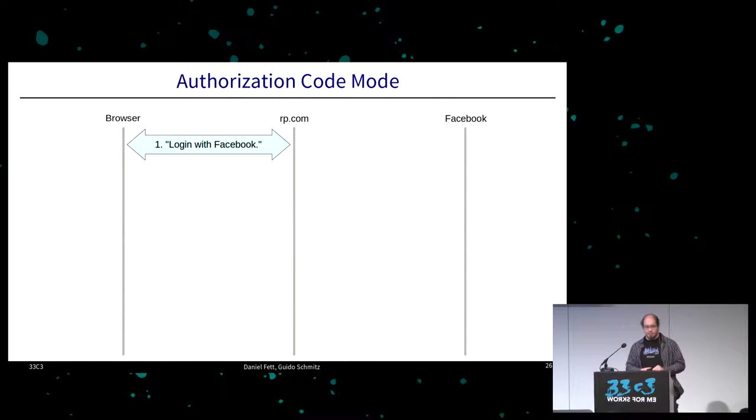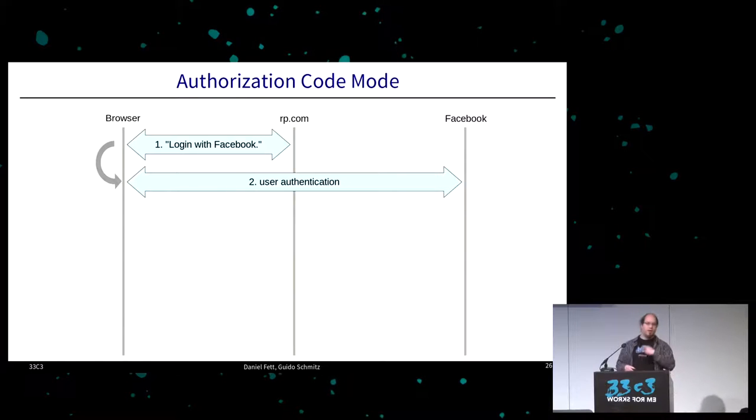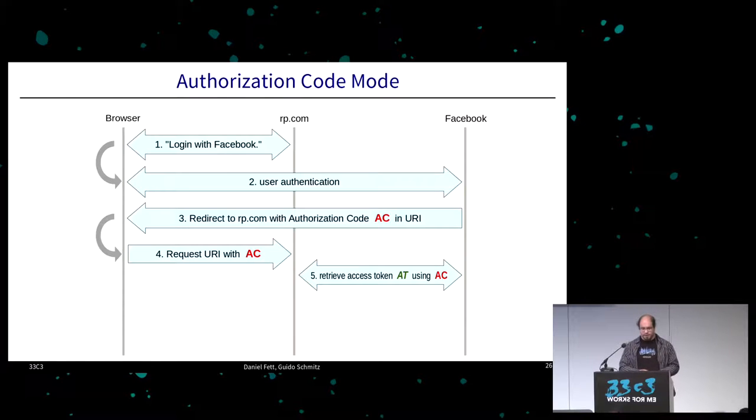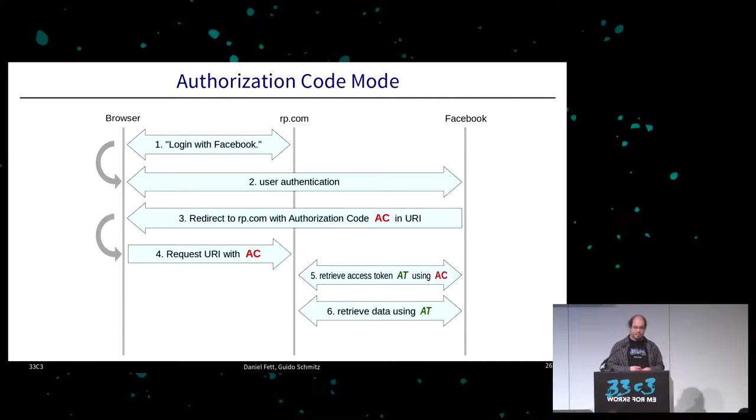There, things start similar. The user says, I want to log in with Facebook, gets redirected to Facebook, authenticates at Facebook, and then Facebook, instead of issuing an access token, issues a so-called authorization code. And the relying party then takes this authorization code and redeems it for an access token directly at Facebook. So we have here one intermediate step with this authorization code. And then the access token the relying party retrieved, it can then use to act on the user's behalf at Facebook or consider the user to be logged in.